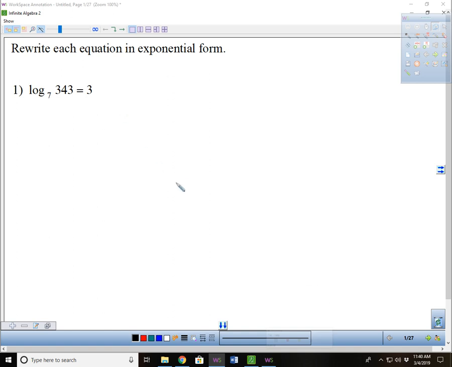Okay, so it says rewrite each equation in exponential form. So remember, you start with the base. So you have 7 to the third is equal to 343.